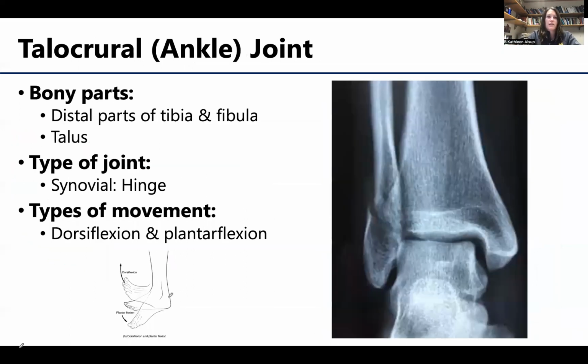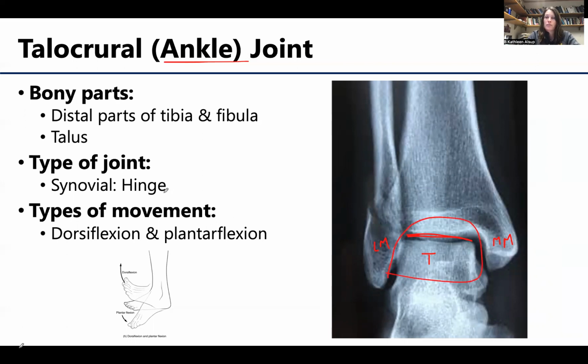Okay, let's talk about the talocrural, but more often we refer to this as the ankle joint. So recall that you're going to have these distal portions of the tibia and the fibula playing a role, particularly the distal part of the tibia here will articulate with the talus. And then we have, of course, the lateral malleolus and the medial malleolus on either side of the ankle joint, allowing for this kind of full complex between these bones. This is an example of a synovial hinge joint.